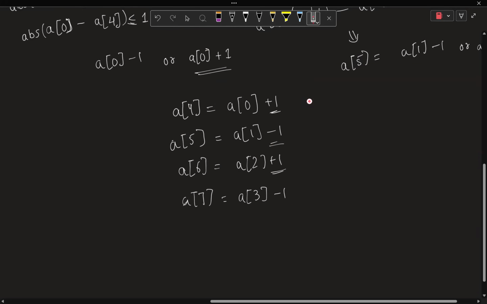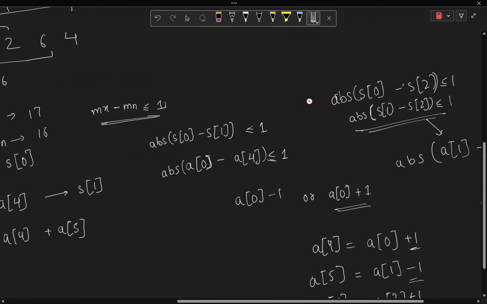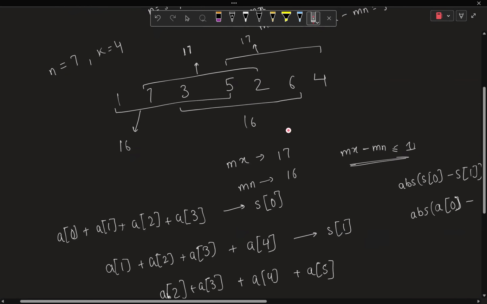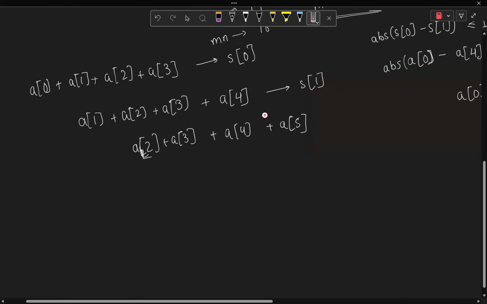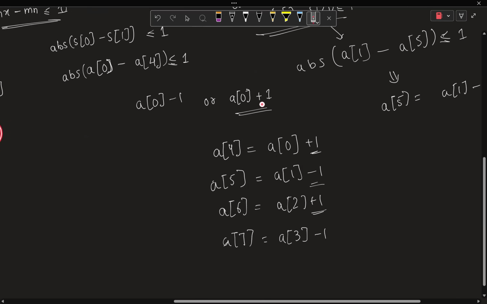If a4 is 1 greater than a0, then what is the guarantee that a5 should be 1 less than a1? You can just compare these two subarrays. You know that the absolute difference between them must be less than or equal to 1. You are talking about the case when you have taken a4 as 1 greater than a0. So if a5 is also 1 greater than a1, in that case this will have a sum 2 greater than this at least, which is something we cannot have. So this a5 must be equal to a1 minus 1 only.